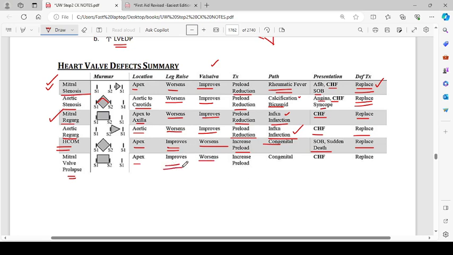When you increase the preload, that increased preload will lead to dilation of the ventricular chamber, that will make the chorda tendineae tense, and the mitral valve will not be protruding into the ventricles, into the atrium. So by that logic it is doing it. So treatment is to increase the preload, and it is caused by a congenital pathology. Presentation is congestive heart failure, and definitive treatment is to replace the valve.